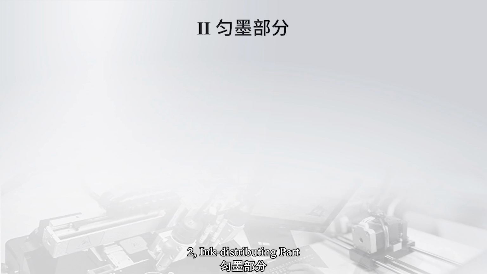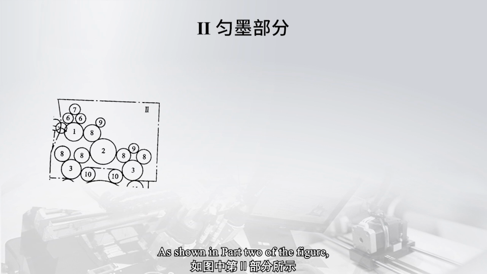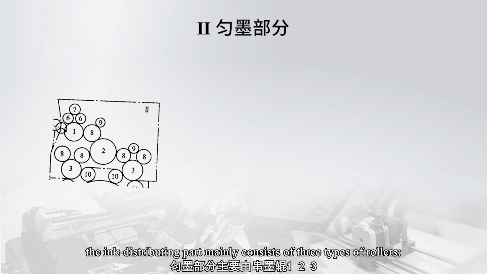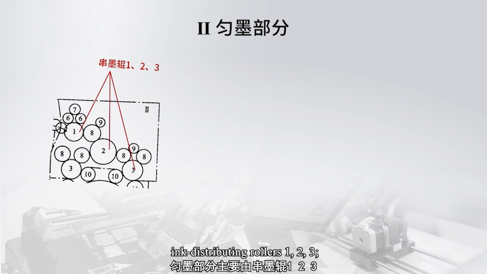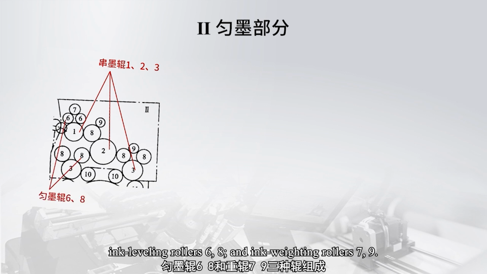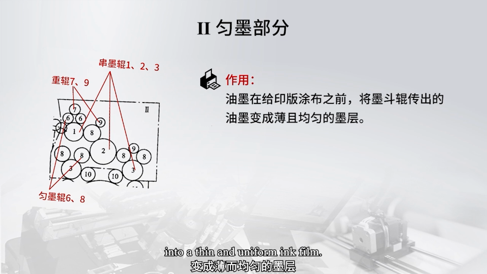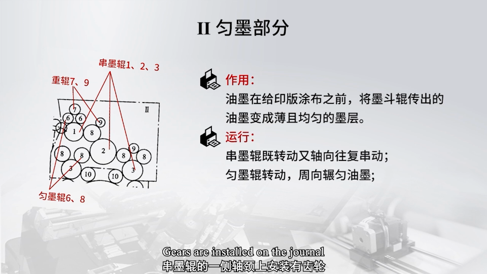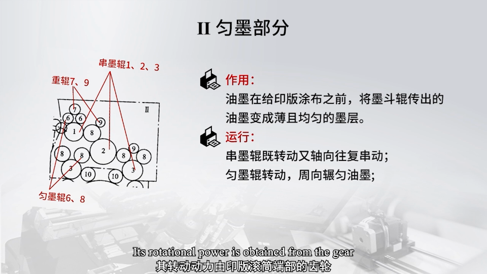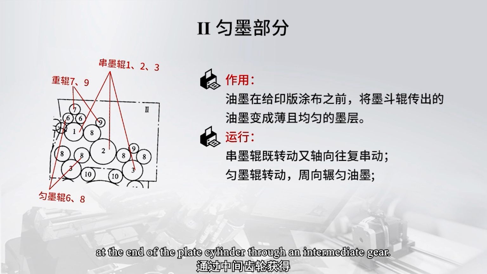Second, ink distributing part. As shown in part 2 of the figure, the ink distributing part mainly consists of three types of rollers: ink distributing rollers 1, 2, 3, ink leveling rollers 6, 8, and ink weighting rollers 7, 9. Its main function is to transform the ink transferred from the ink fountain roller into a thin and uniform ink film. Gears are installed on the journal of one side of the ink distributing roller. Its rotational power is obtained from the gear at the end of the plate cylinder through an intermediate gear.